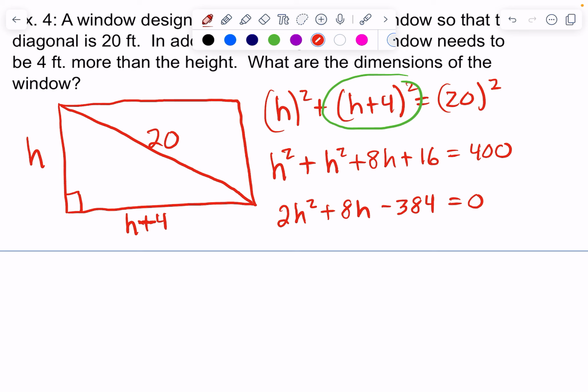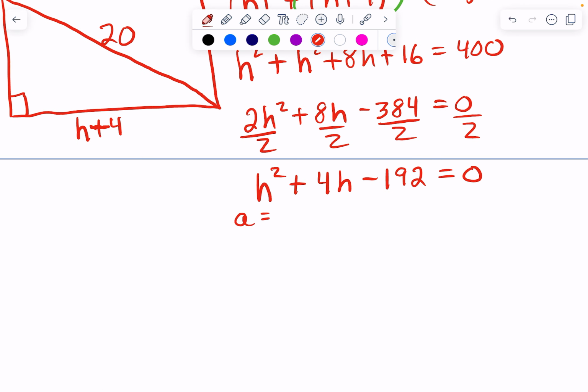Always scan for a common factor. And in this particular case, the greatest common factor is 2. So I'm going to divide everything by 2. No, we don't need to do it. That's the whole point of having the power of the quadratic formula. We can use any numbers, but why not? It's going to make our life even simpler if we can factor out a GCF. So now my a is 1. Remember, that's the invisible number in front of the h squared. My b is 4, and my c is negative 192.